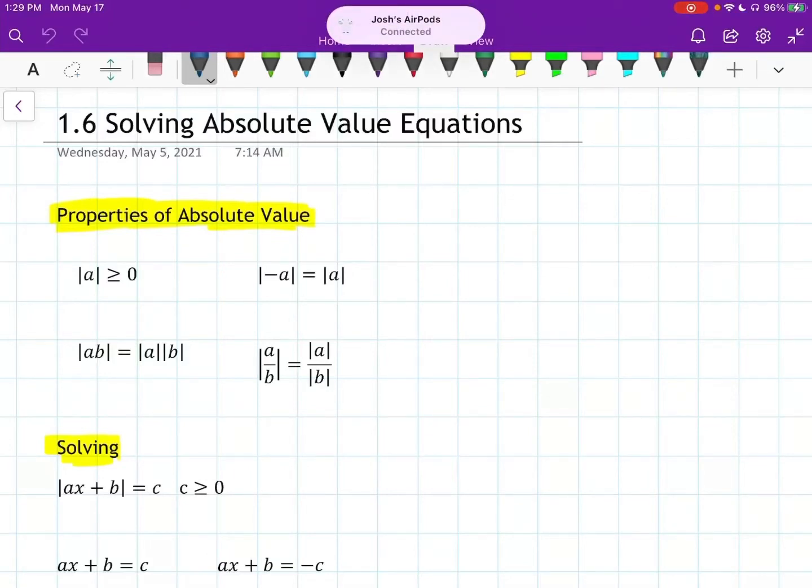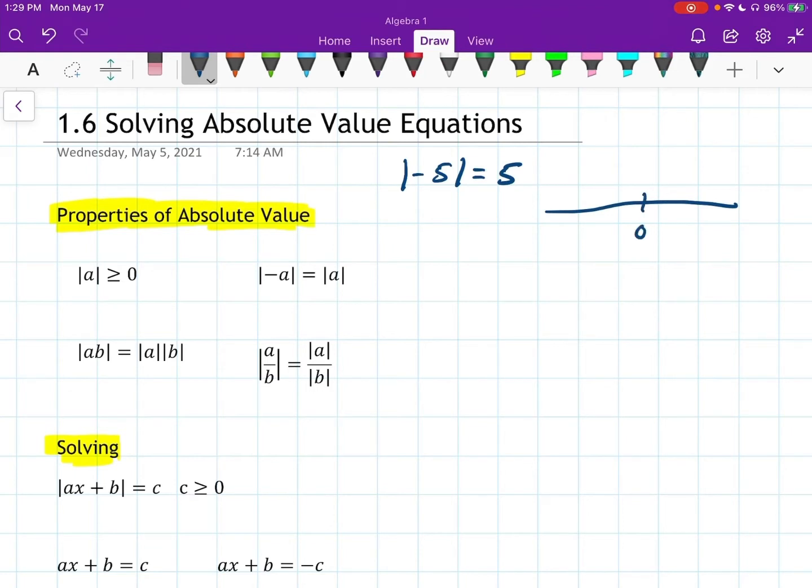All right, 1.6, solving absolute value equations. Now, we all know what an absolute value is. We know that if we have the absolute value of -5, that goes to 5. I think in the last video, I talked about how if we have 0 here and we have -6, we say, well, these are 6 units apart. And that's where that absolute value gets to. Absolute value talks about the distance from 0. That's a way to think about that.